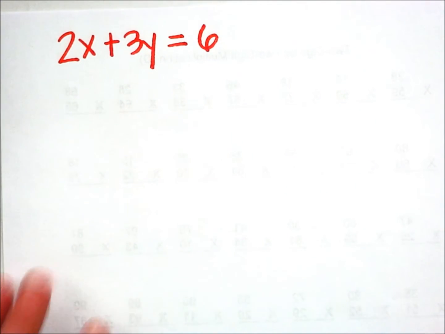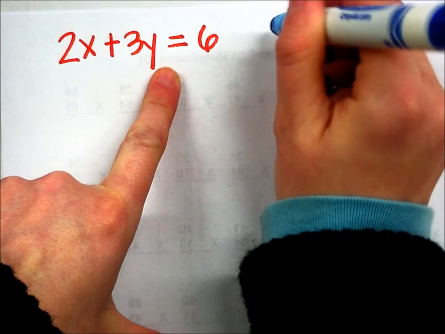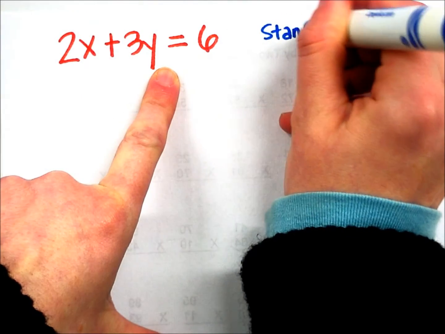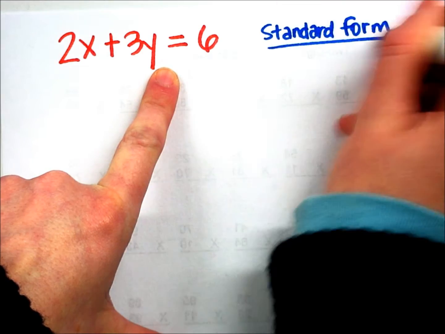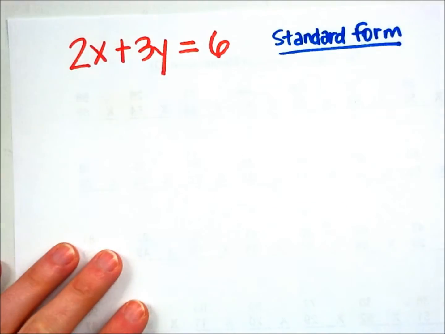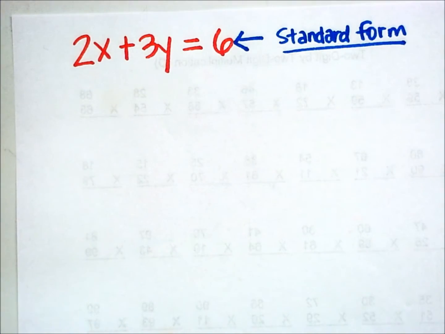Suppose I was given the equation 2x plus 3y is equal to 6, and I was asked to draw the graph of this equation. First thing I need to point out is that this equation is in standard form. And we'll talk more about what standard form means a little bit later. In order for me to graph an equation using the x and y intercepts, I need to point something out.